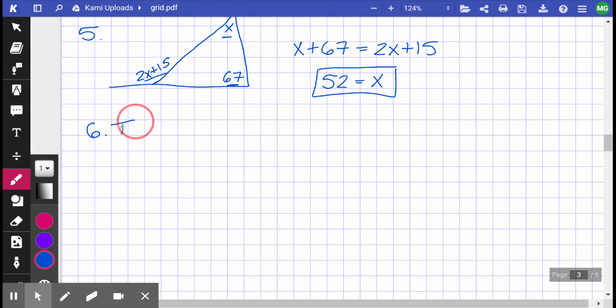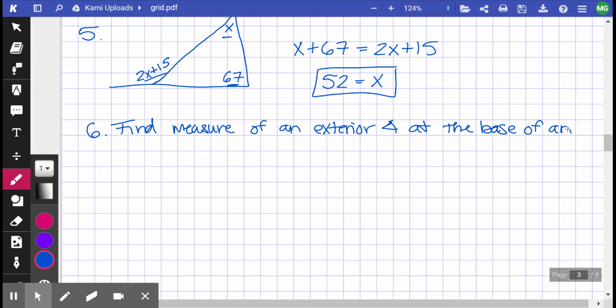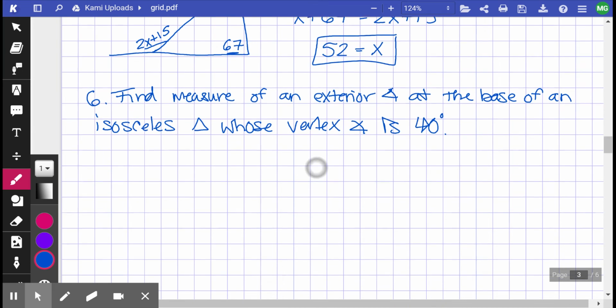Number 6, find the measure of an exterior angle at the base of an isosceles triangle whose vertex angle is 40 degrees.